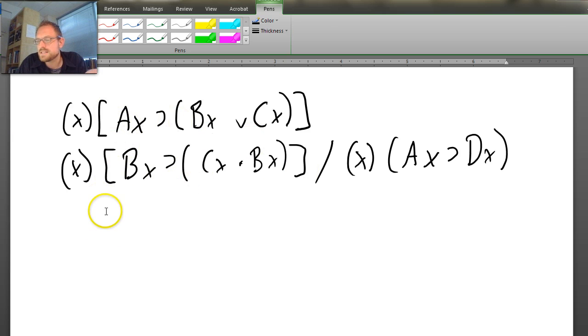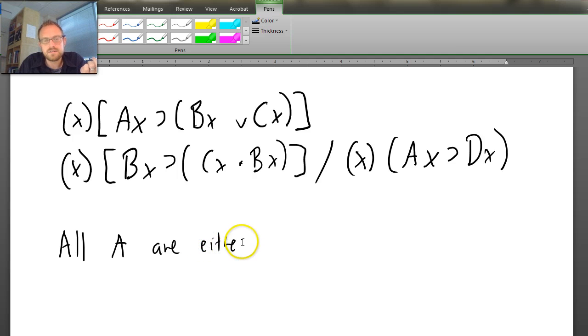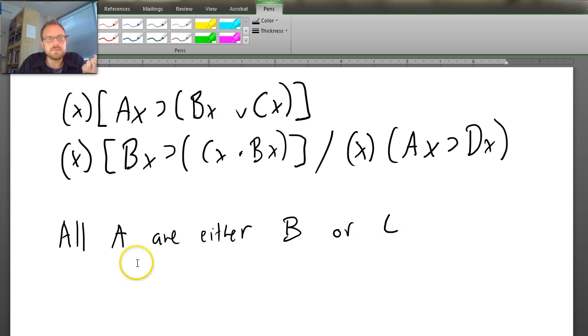Well, this really says something like all, right? This is a universal. This whole statement is quantified, so this means I'm going to need an all here. And that basically says all the A's are either B's or C's, right? Because this says if A, then you have B or C. So all of the A's are either B or C, right? That's going to be for that first statement.